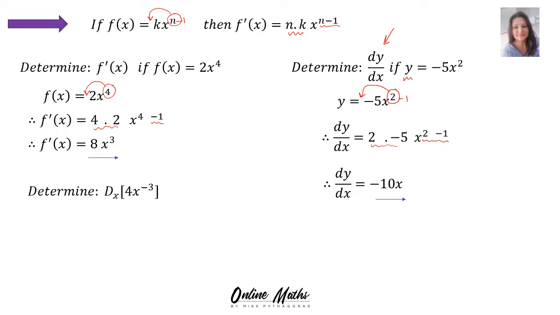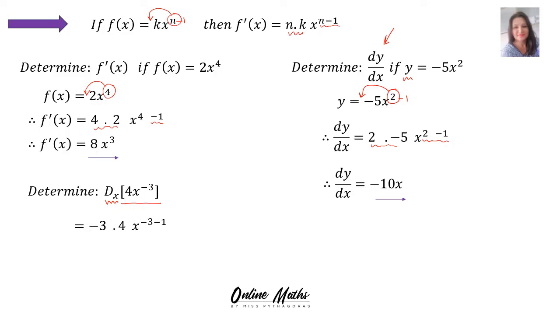Third example here, determine d over dx, the derivative of 4x to the negative 3. Now you must be very careful. This says you must find the derivative in terms of x, and then it's given what you have to find the derivative of. So when you do it now, the dx falls away.